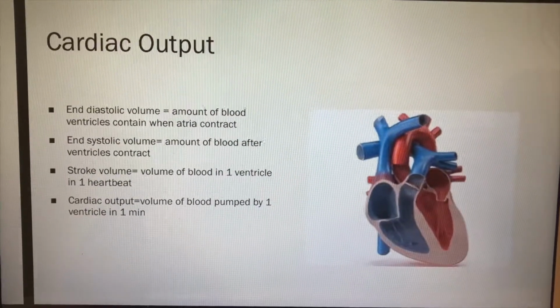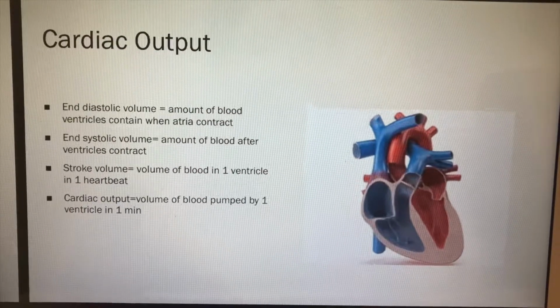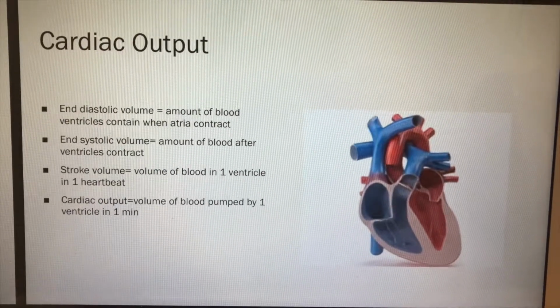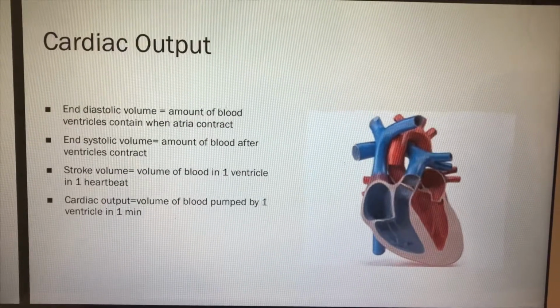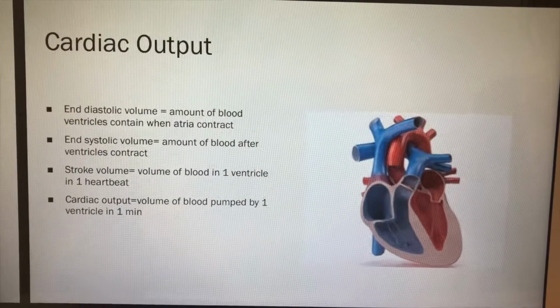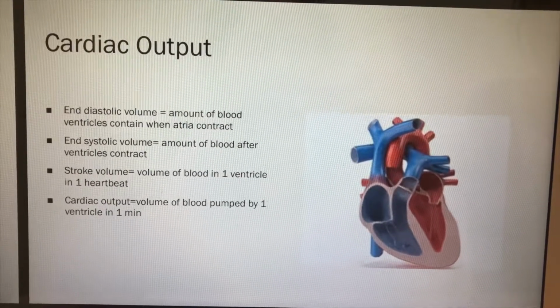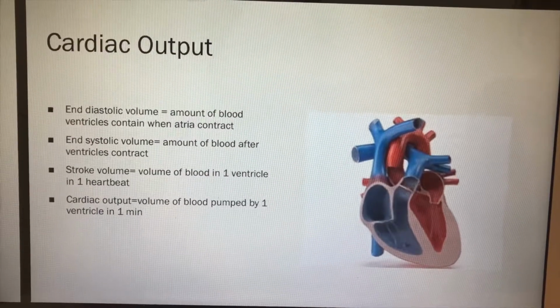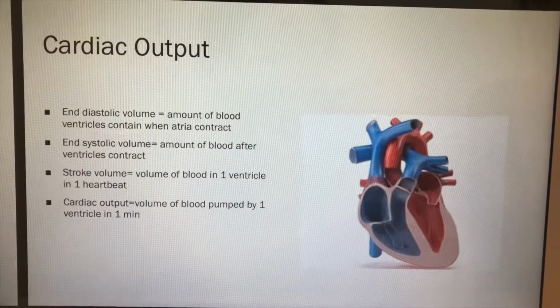Cardiac output has 4 different types of volumes. End-diastolic volume is the amount of blood the ventricles contain when the atria contract. End-systolic volume is the amount of blood there after the ventricles contract. Stroke volume is the amount of blood one ventricle pumps in one heartbeat. And cardiac output is the volume of blood pumped by one ventricle in 1 minute.